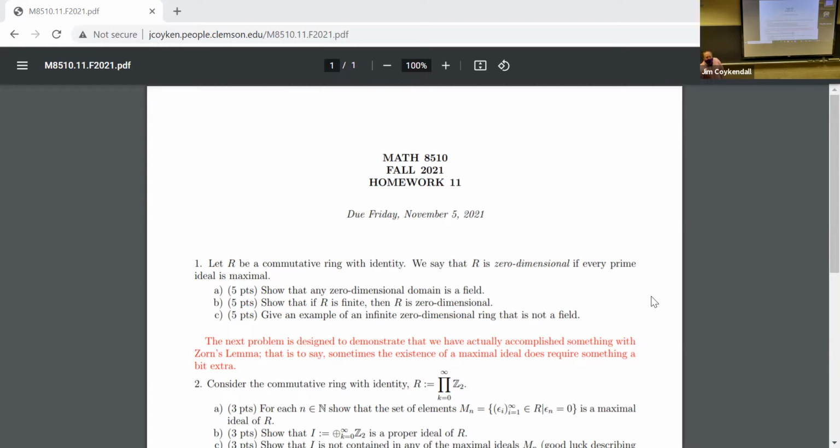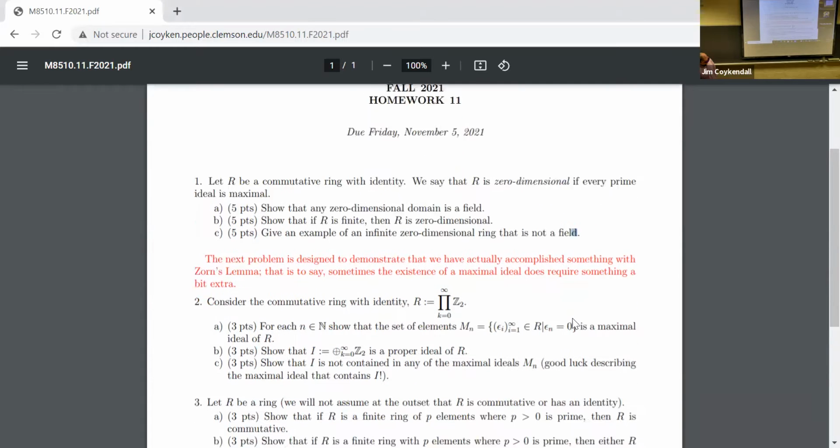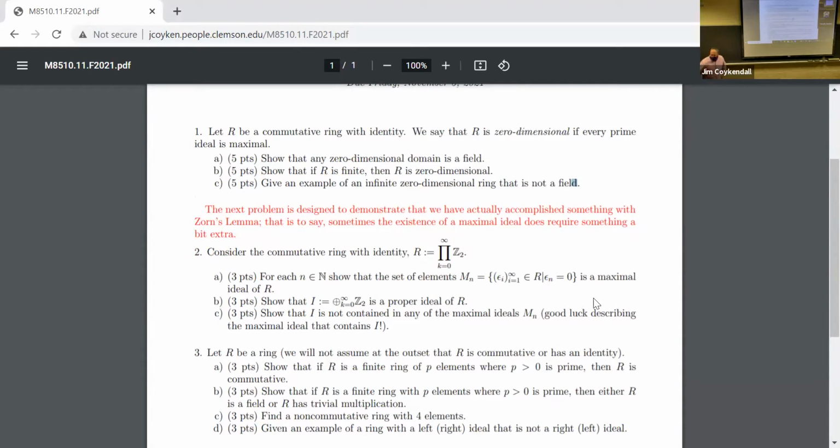So how many of you have ever seen the old thing in your first algebra course that any commutative ring with identity has a maximal ideal? I heard that theorem before. If you have a commutative ring with identity, you always have a maximal ideal. Well, we're going to get to that theorem very soon. The next problem shows you that when we do the proof, there's actually something going on here. So consider the commutative ring with identity, just the direct product of countably many copies of Z2 under pointwise addition and multiplication.